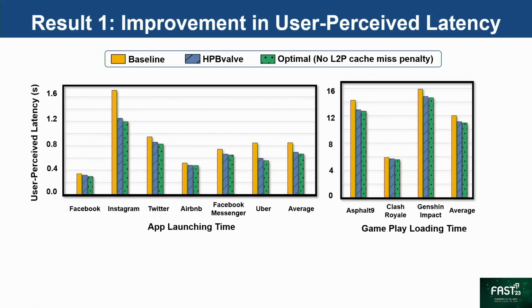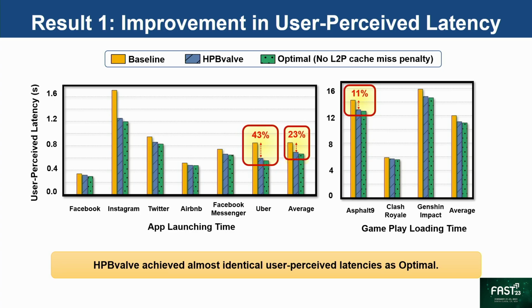So the first result is about how user-perceived latency is improved with HPBvalve. HPBvalve greatly decreases the app launching time and loading times for all apps. The average launching time is improved by 23% compared to the baseline. And the maximum app launching time improvement was observed with Uber, where we improve it by 43%. And the maximum loading time improvement was observed with Asphalt 9, where we improve it by 11%. So HPBvalve successfully achieves almost identical user-perceived latencies as the optimal for all apps.